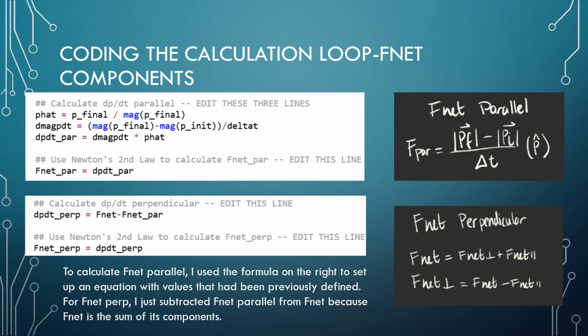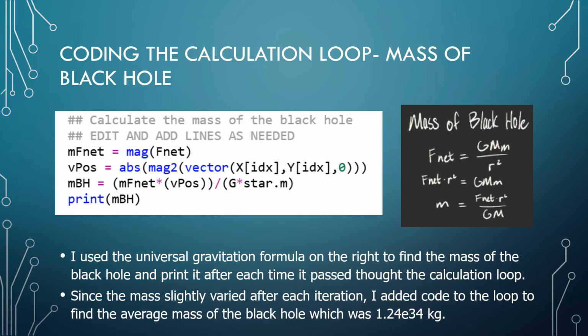And then this is FNet's components. So I have FNet parallel on the right, and I also found FNet previously, and then to find FPerp, I just subtracted F parallel from FNet. Okay, and then to find the mass of the black hole, you can see on the right, I showed how to get the mass of the black hole derived from the universal gravitation formula, and then my code just reflected that formula.